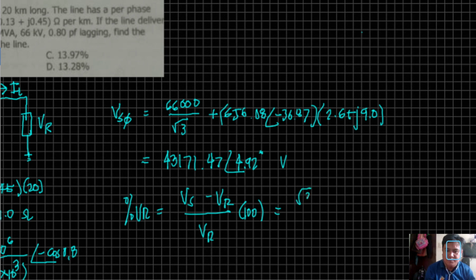So you have square root of 3 times 43171.47. Okay, so take note, ito magnitude na to ha. Okay, so VR, which is 66,000, okay, over 66,000 times 100%.